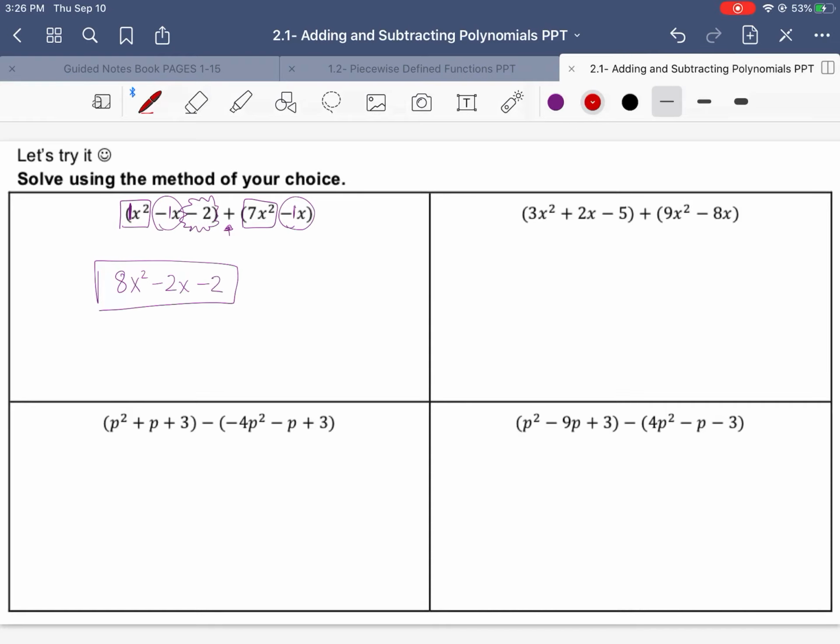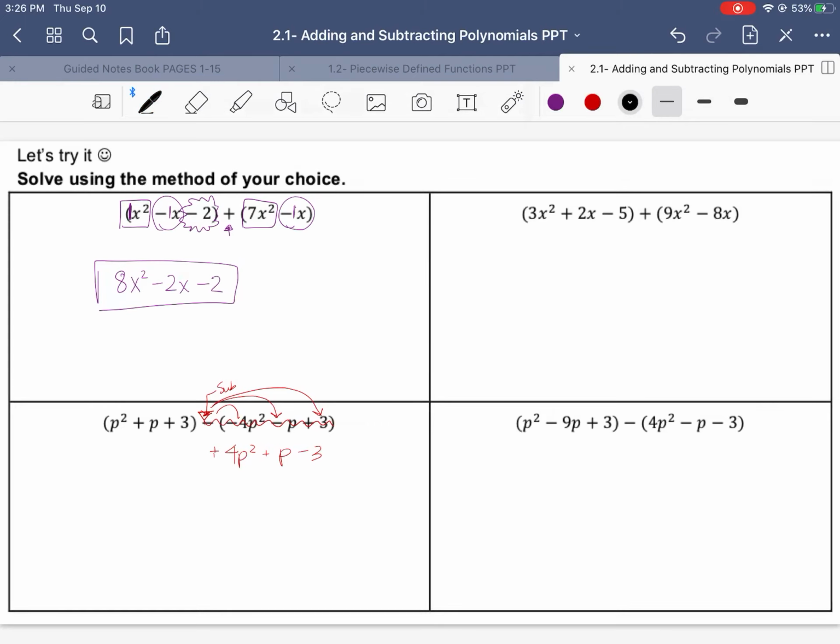All right, I'm going to jump down and do the next one. Again, I look here first. This is subtraction, so I'm going to distribute that negative. So again, a negative times a negative is going to be plus 4p squared. A negative times a negative plus p. Negative times 3 minus 3. Again, once I'm done, I don't want to get confused about the negative, so I'm done with that part.